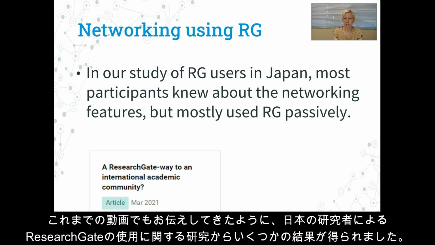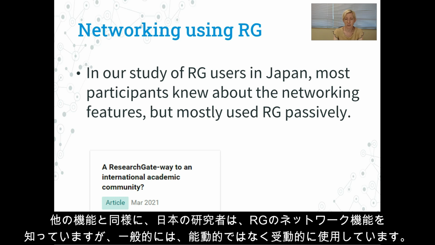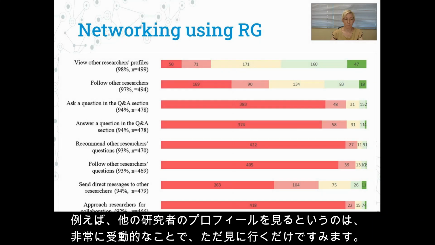So as I've been sharing with you throughout this series of videos some findings from our study about the use of ResearchGate by researchers in Japan, and as with other features, Japanese researchers are aware of the networking features of ResearchGate, but you generally use ResearchGate in a passive way rather than an active way. So for example, if we look at something like viewing another researcher's profile, that's something that's quite passive. You just go and look.